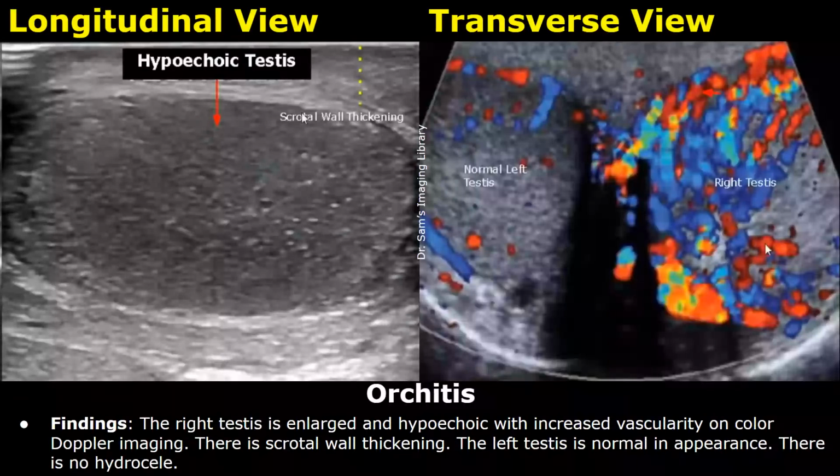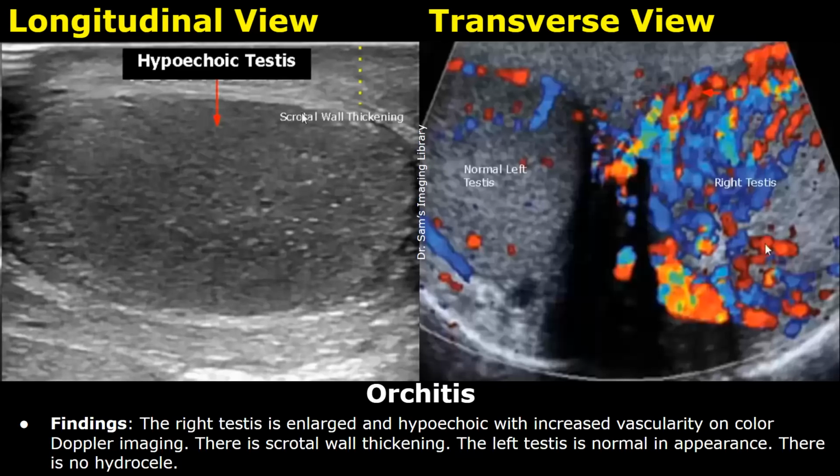Here is a case of orchitis. There is inflammation of the testis. The right testis is enlarged and hypoechoic with increased vascularity on color Doppler imaging. There is scrotal wall thickening. The left testis is normal.